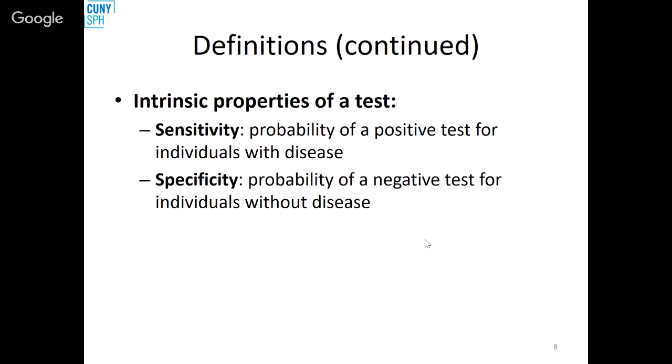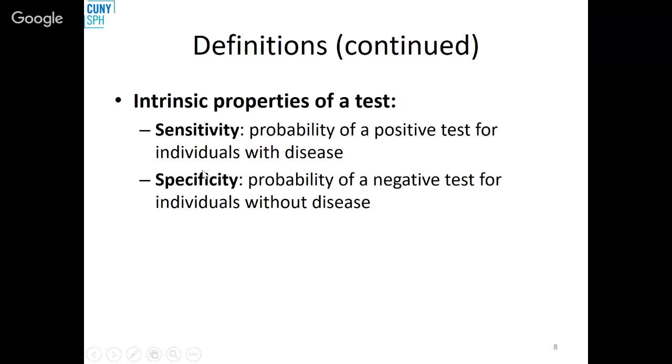Sensitivity and specificity are what we call intrinsic properties of a test. So these have to do with the chemistry of the test, just the workings of how this test operates. Sensitivity is the probability of a positive test for individuals with disease, that is, its accuracy on the positive cases, and specificity is the probability of a negative test for individuals without the disease, or in other words, its accuracy on negative cases or negative controls, people without the thing that is being tested for.